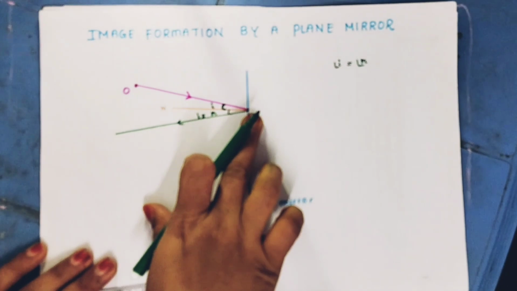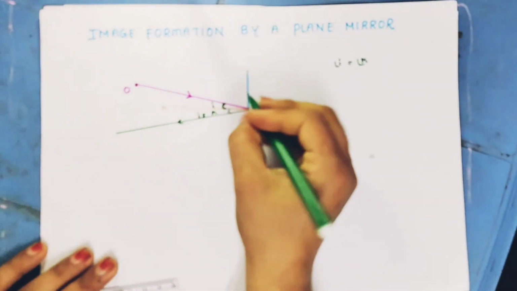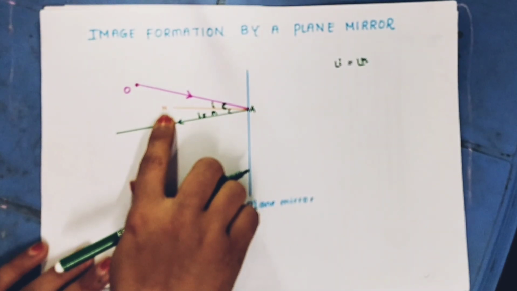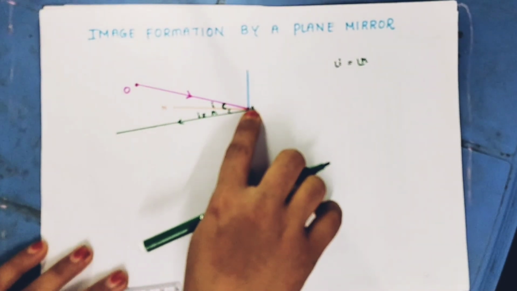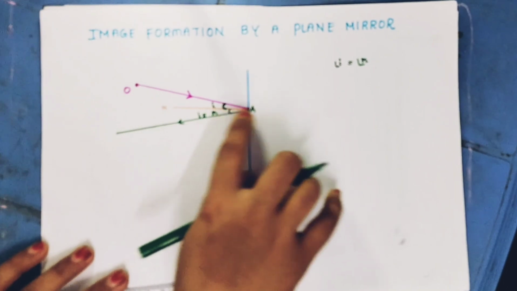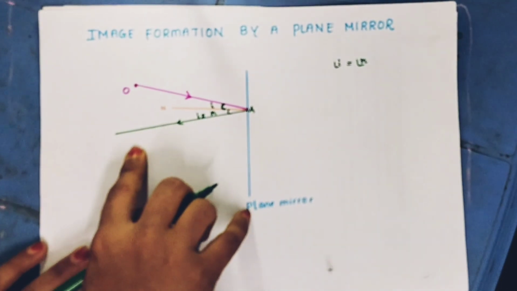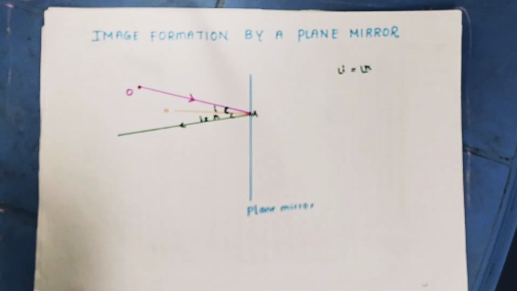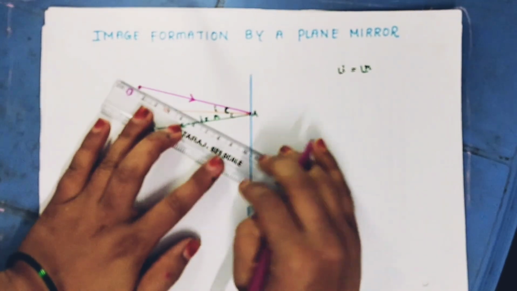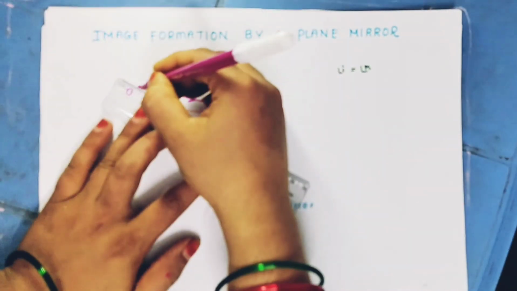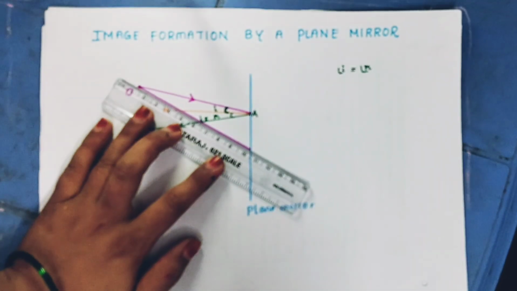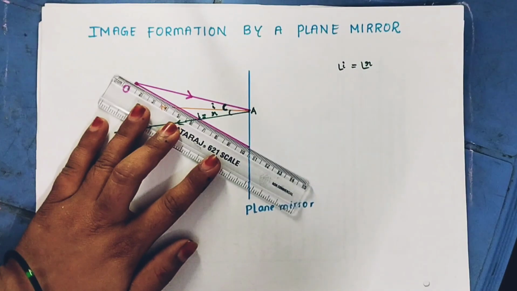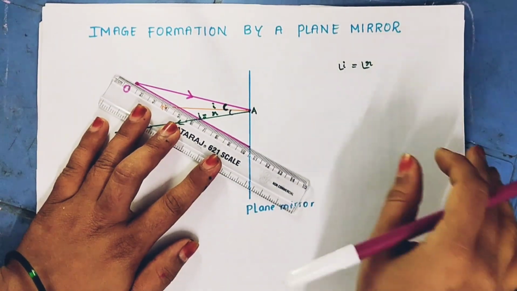This is our incident ray touching the plane mirror at some point A. From A, we have drawn a normal indicated with orange color. From that point, with the same angle as the angle of incidence i, a reflected ray comes out, right? Now, let me take another incident ray from this same point object. Why am I taking another ray? Because for the image formation, there should be an intersection of two rays.